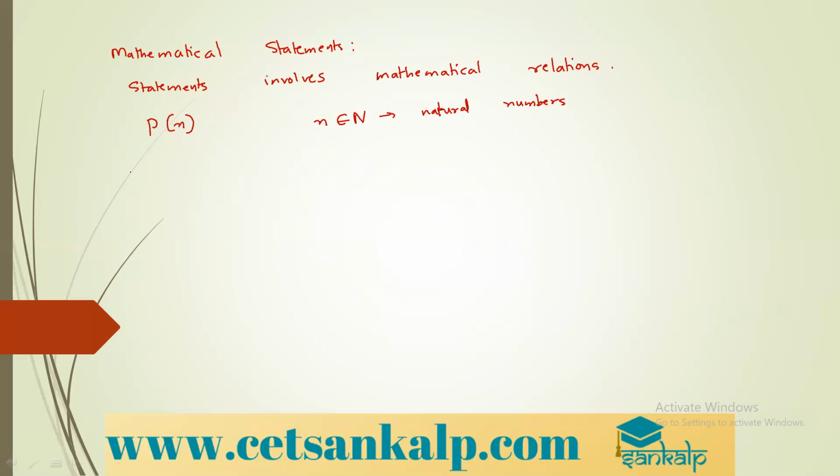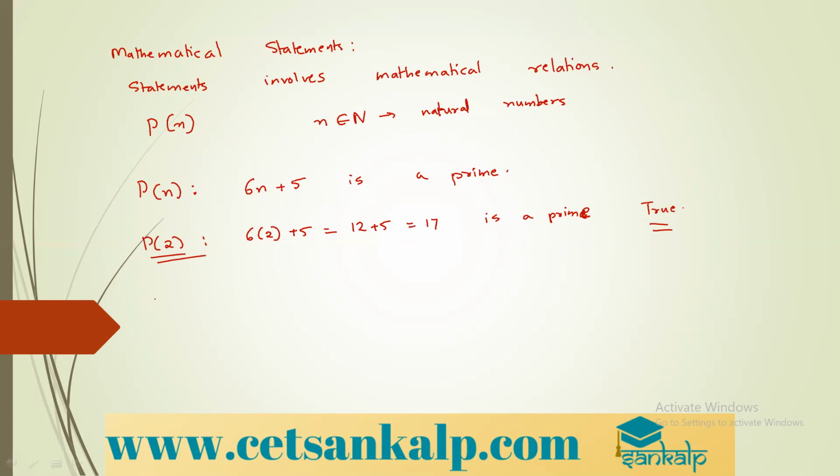For example, I will give you P of n, a mathematical statement, as 6n plus 5 is a prime. This is how I'm telling it in short. Now suppose I want to know what is P of 2, I will put n as 2. 6 into 2 plus 5, that is 12 plus 5, that is 17. And we know 17 is a prime. So this statement is true. I mean, P of 2 is true.